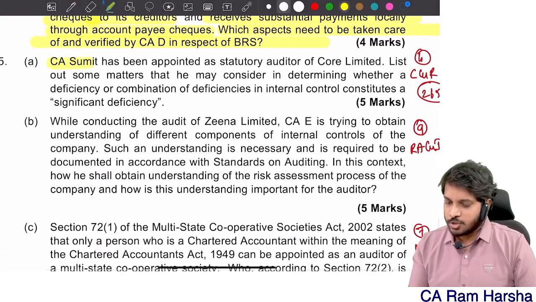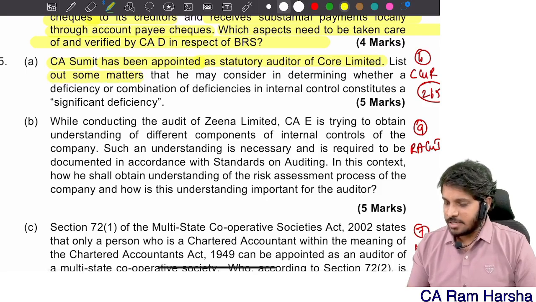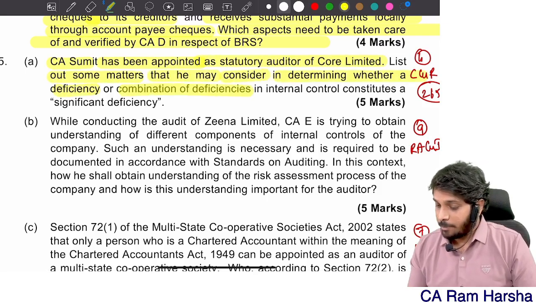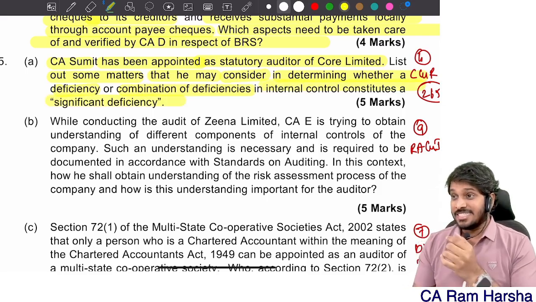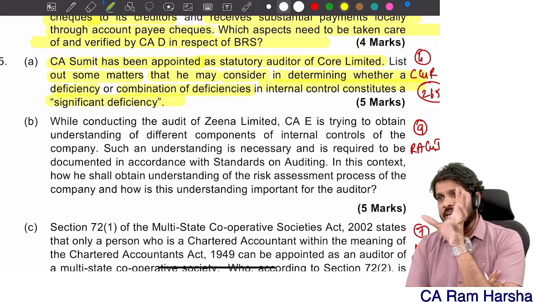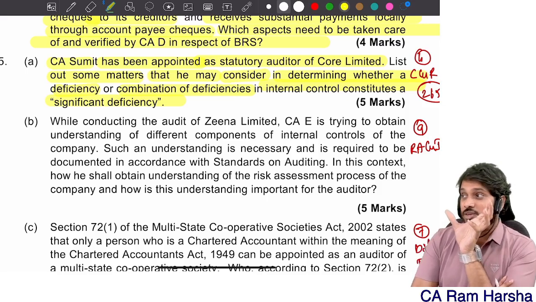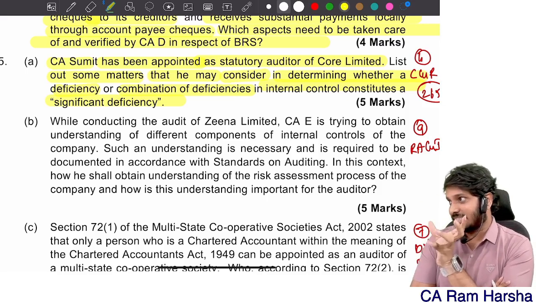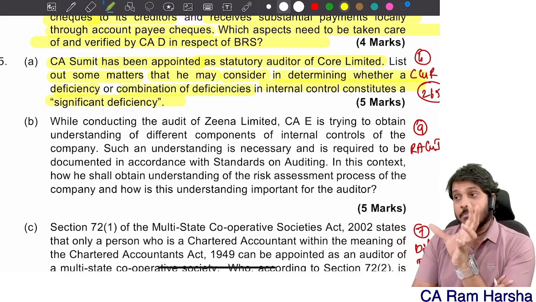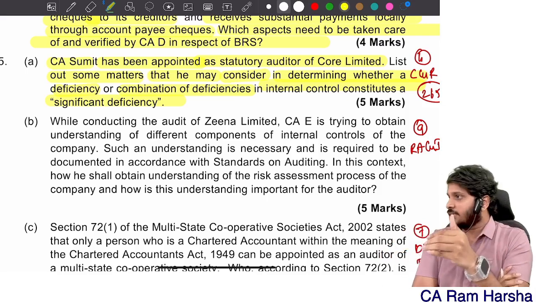Next. CS Sumit has been appointed as Statutory Auditor of Core Limited. List out some matters that he may consider in determining whether a deficiency or combination of deficiencies constitutes a significant deficiency. Whether it is a deficiency or significant deficiency is a matter of ultimate judgment. It depends upon the nature and amount of the financial statement items exposed to. What the deficiency is exposing to, and how far this deficiency has an impact on other aspects of internal control. Like that, approximately 5 points were there.